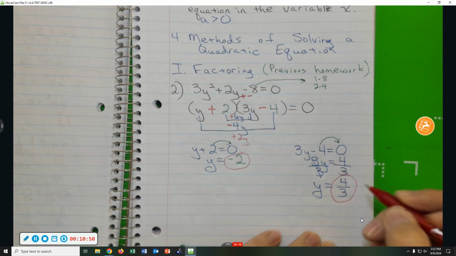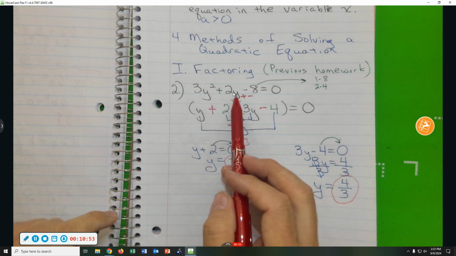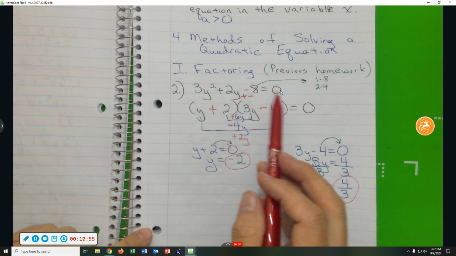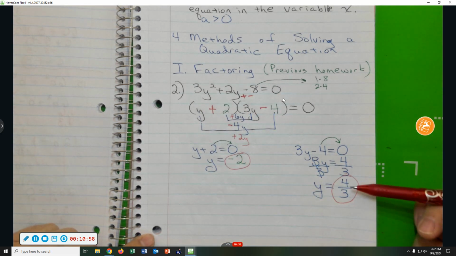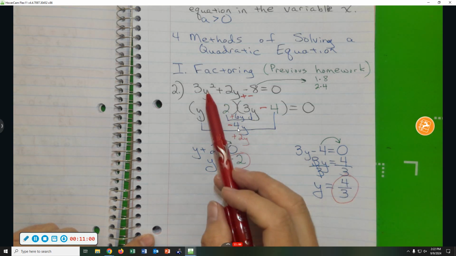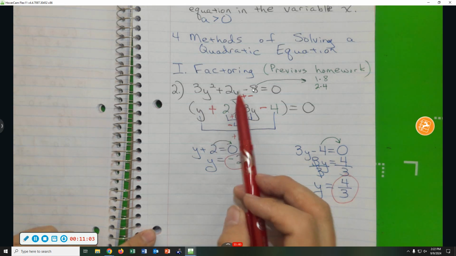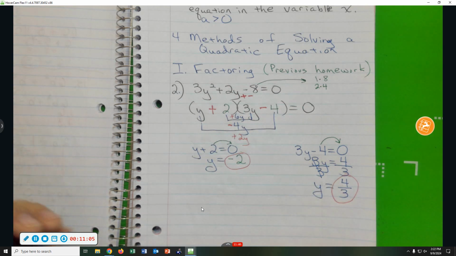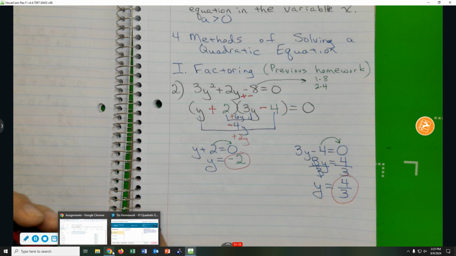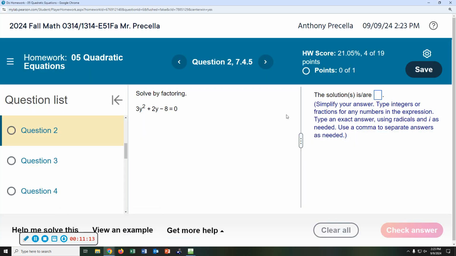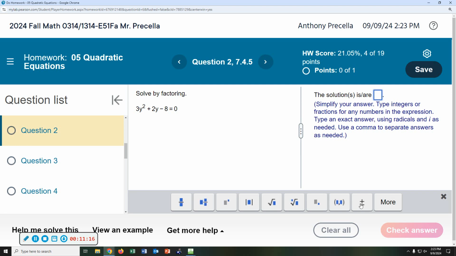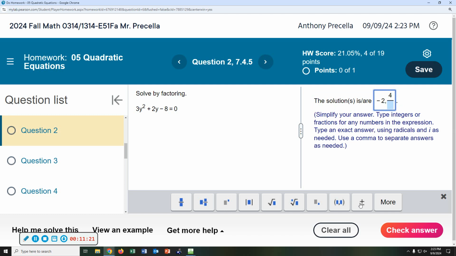So if we plugged in -2 in place of those y's and simplified, the left side would reduce to 0, just like the right side. If we plugged in +4/3 in place of those y's and reduced, the left side would reduce to 0. Any questions there? Punching those into our answer, -2 and +4/3. Remember to type a comma between the -2 and the +4/3.